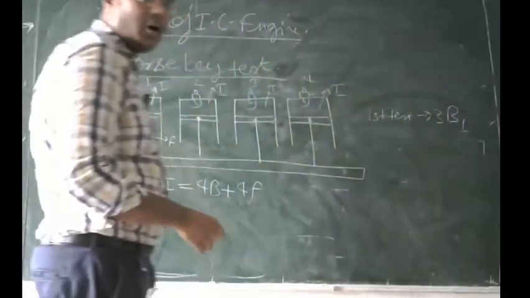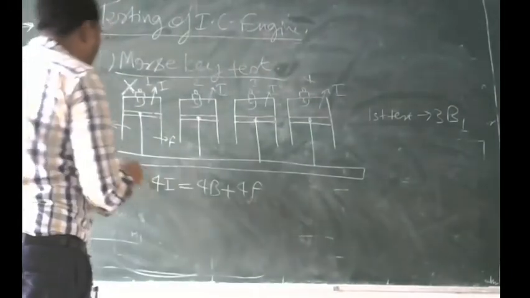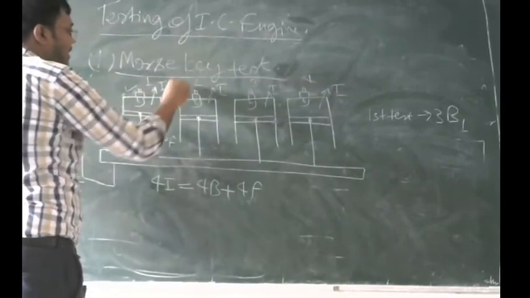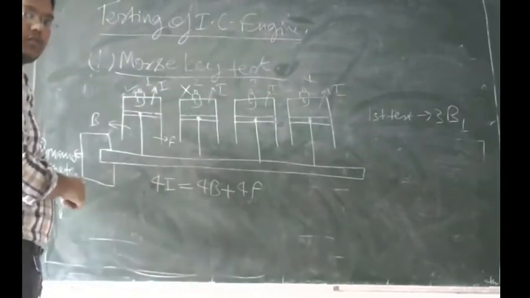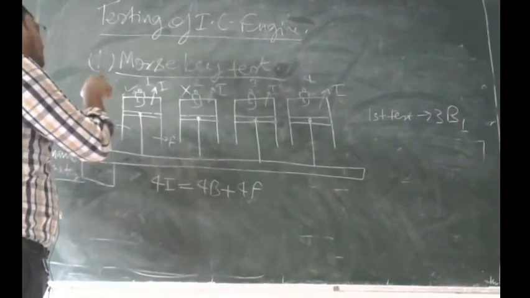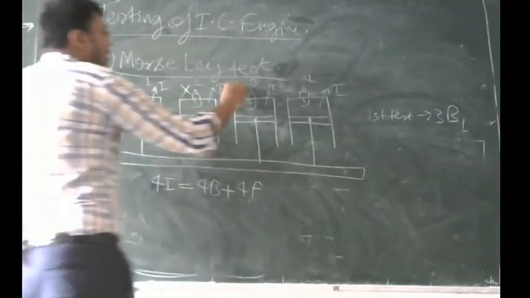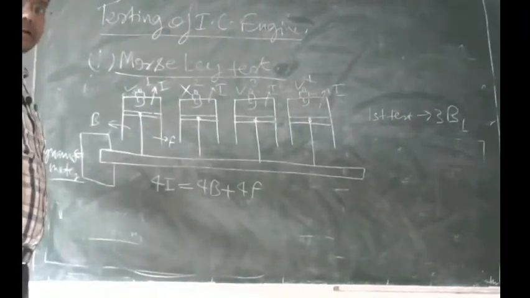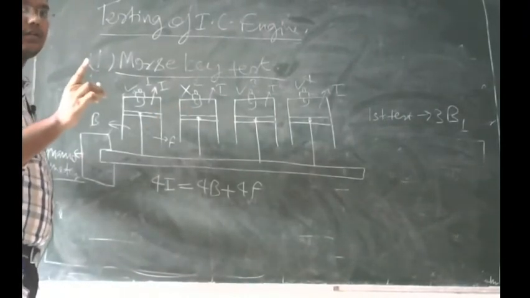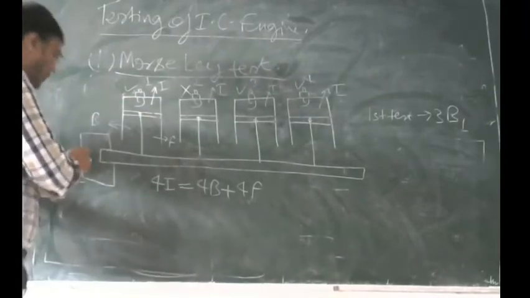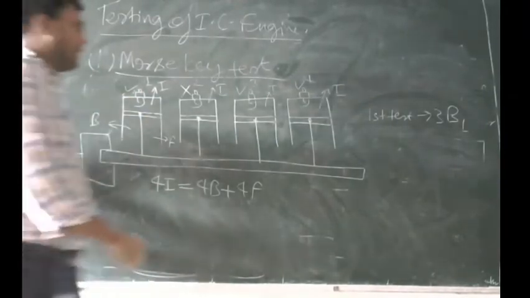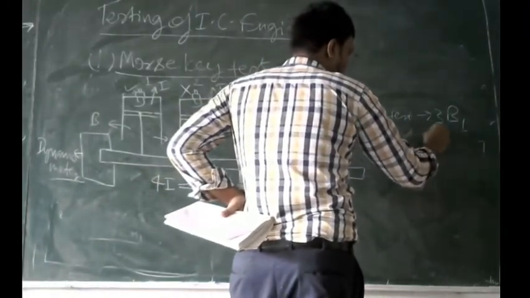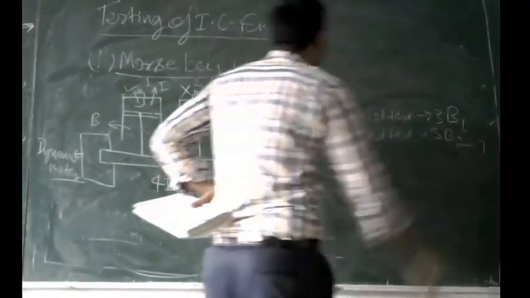Now in the second case, what will we do? We start the sparking in the first cylinder, but we stop the sparking in the second cylinder. Now the sparking continues in the first, third and fourth cylinders, but sparking in the second cylinder stops. Again we will get power from three cylinders only, and that reading will come on the dynamometer. So this is the second test, and in the second test we are getting reading 3B2.